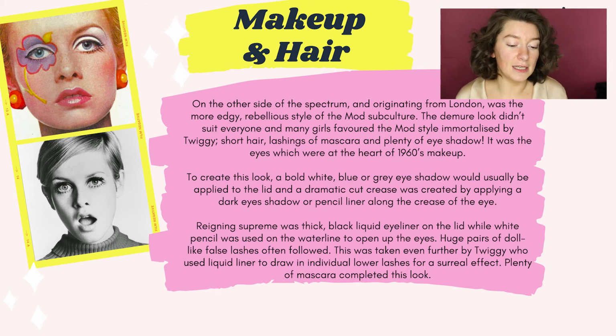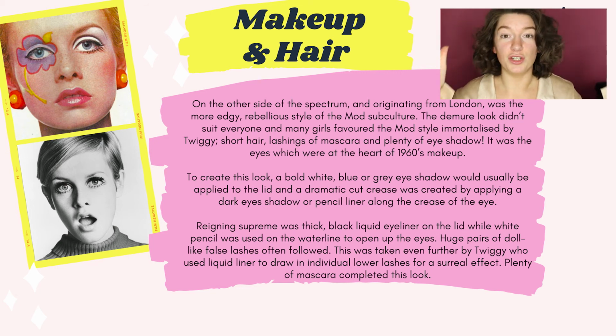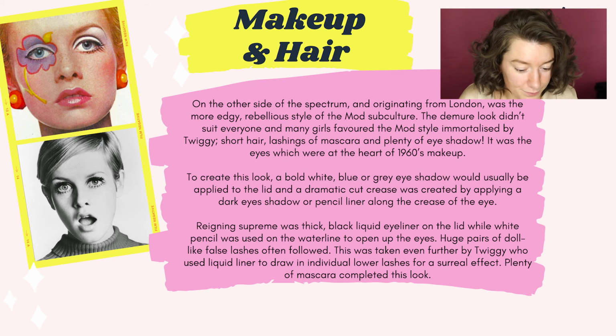And this is really where we started to see things like shapes on the eye and kind of using linework and geometry. So this is where we started to see the cut creases. The pencil liner wasn't about enhancing the eye, it was about colouring and drawing and shaping and just creating these kind of more rounded, new, fun shapes.